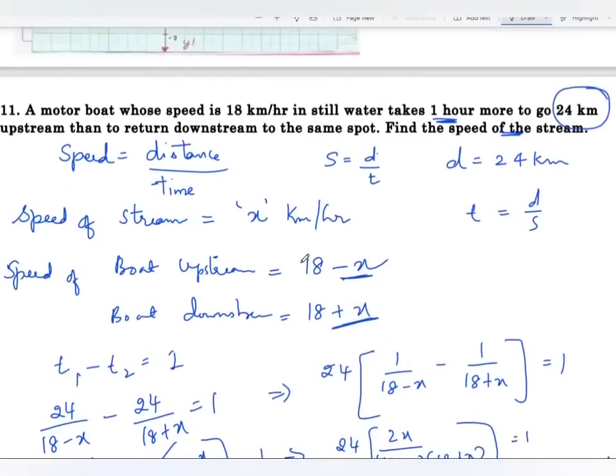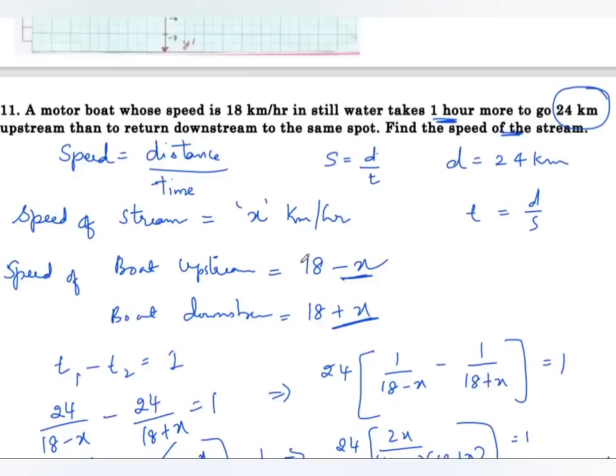Students, the first concept you should understand is speed equals distance by time, that is s equals d by t. In the question they have given the distance is 24 kilometers. The distance will not be changed, distance remains the same.